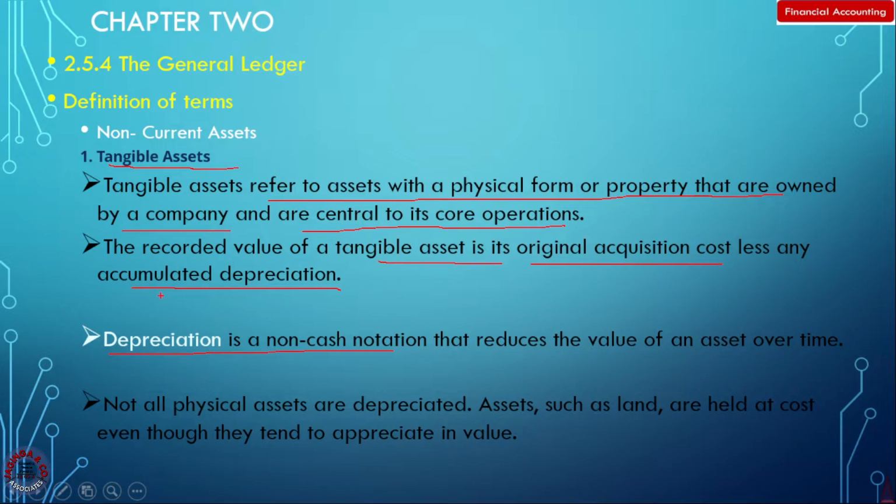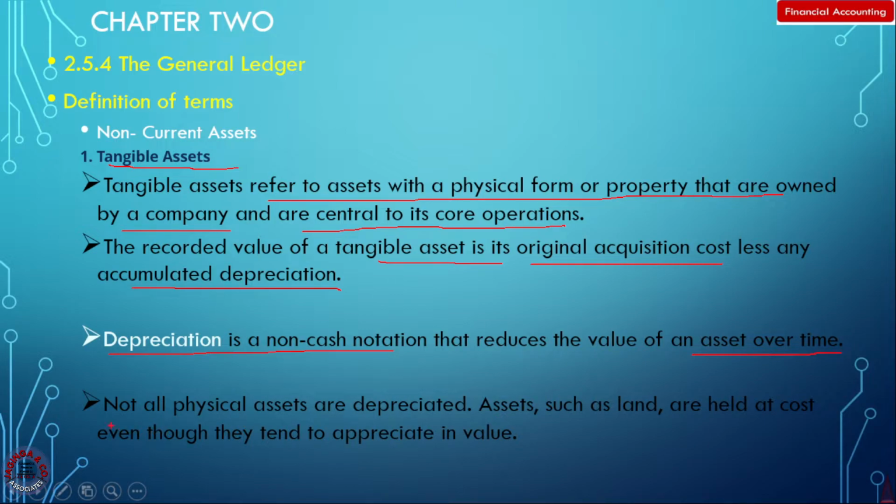So accumulated depreciation here will be the loss of value in the first year, the loss of value in the second year, and again the loss of value in the third year. If you sum the losses of value of each and every year for 3 years, we call that accumulated depreciation. So accumulated depreciation is a non-cash notation that reduces the value of an asset over time.